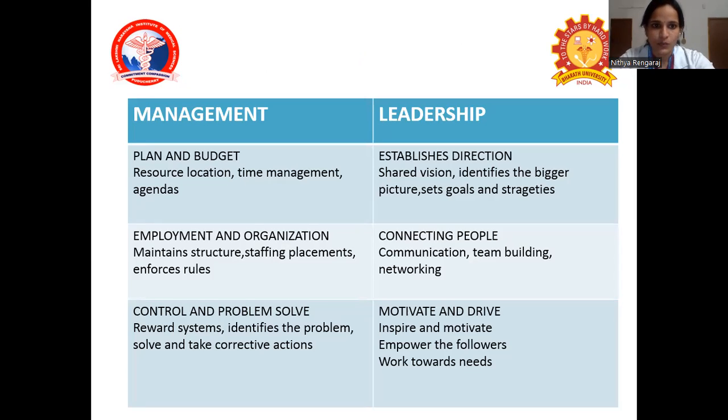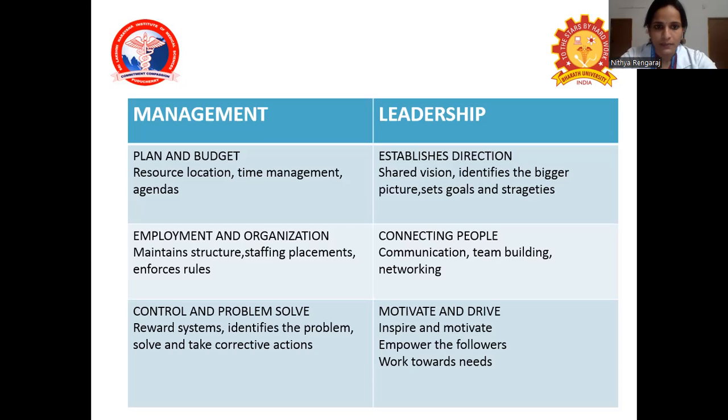Management basically deals with plan and budget. That is, when you're planning a project, the resource allocation and the time management, setting up the agendas, all these are done by the management. Whereas leadership basically establishes a direction. So it deals with shared vision, identifies the bigger picture in the future. It sets up small goals and strategies to achieve those goals.